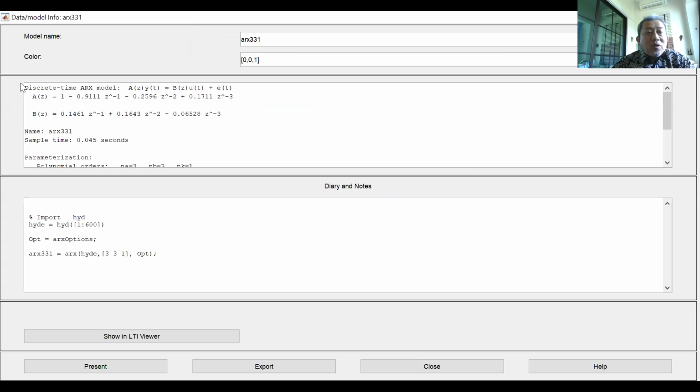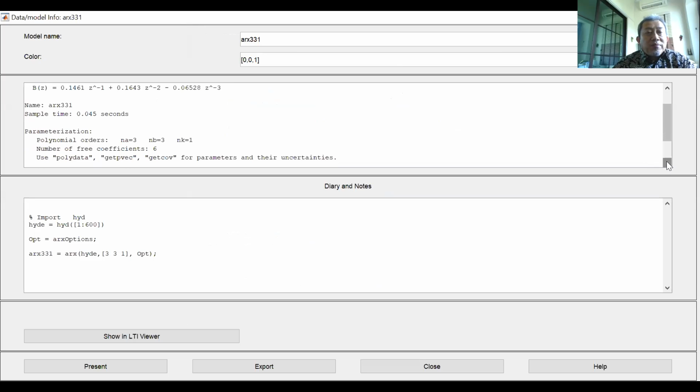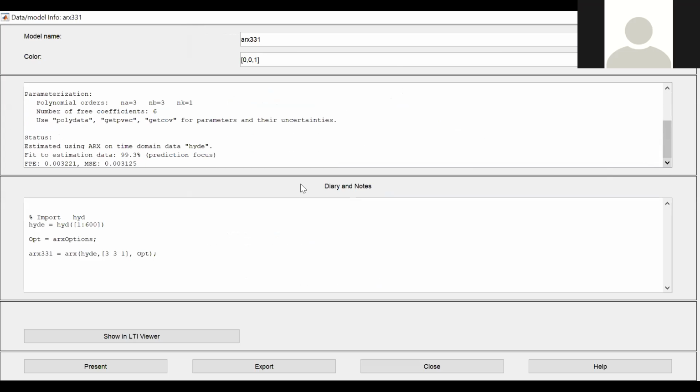Okay, tu dia polynomial A, polynomial B, 0.045 seconds sampling time, and then the error dia, validation dia. Tu dia. MSE FPE 0.0032 and 0.0031. Jadi plus the percentage tadi, 92. Macam itulah cara dia.